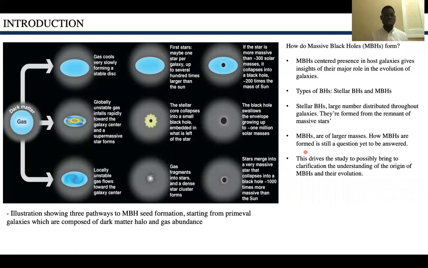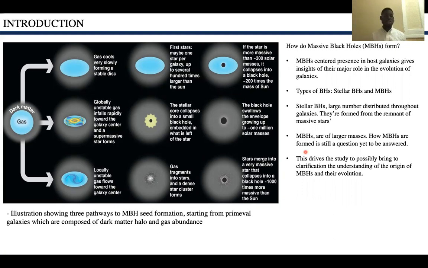And how do we tackle this? We tackle this by showing three theoretical pathways that could lead to the formation of a massive black hole seed. This starts with a gas disk which is surrounded by dark matter. The first scenario illustrates a stable gas disk which cools to form stars that are up to 100 times larger than the sun. And if the stars formed at 300 solar masses, there's a possibility of them collapsing to yield black holes that are 200 times larger than the mass of the sun.